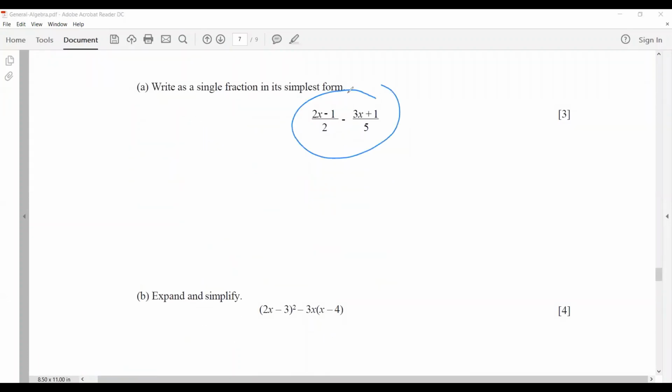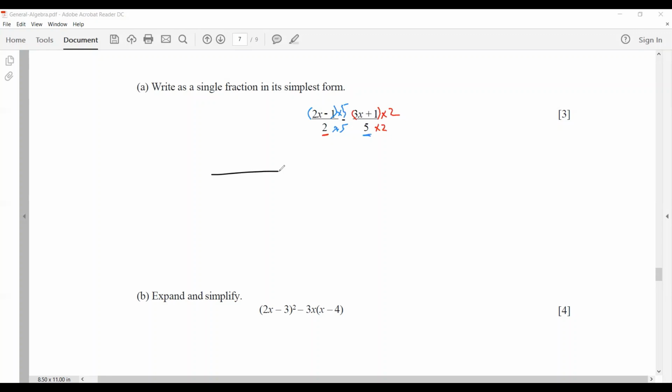This is a matter of simplifying this fraction, not solving. So I can use the same technique that I just used in the previous question. This times 5, the whole thing here times 5. Where does the 5 come from? The denominator of the second fraction. And here everything times 2, and 2 is the denominator of the first fraction. By doing this, I make the denominator the same.